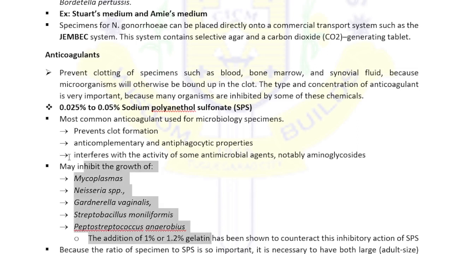So, yung mga advantages and disadvantages of the recommended anticoagulant for bacteriology assays. Because of the ratio of specimen to SPS is so important, it is necessary to have both large and small tubes available. So organisms in small amounts of bone marrow or synovial fluids are not overwhelmed by the concentration of the SPS. So dapat merong malaki and small size na tube that contains the SPS. Okay, kapag masyadong malaking tube means it contains a lot more anticoagulant. And if your sample is very small, syempre, masyadong mataas yung concentration ng anticoagulant.